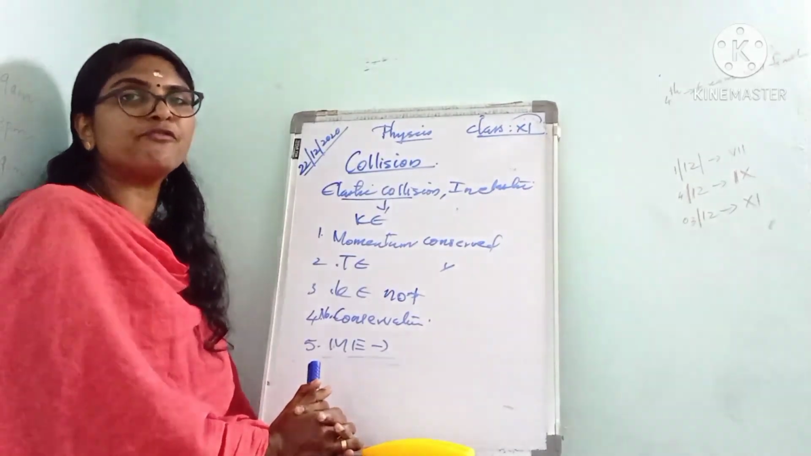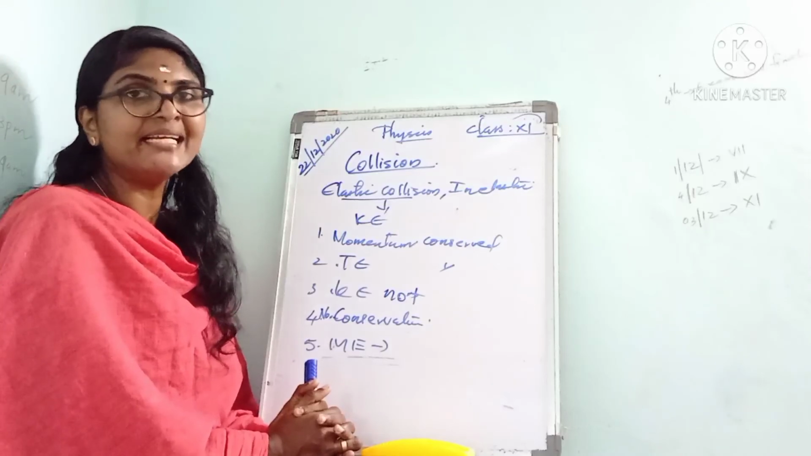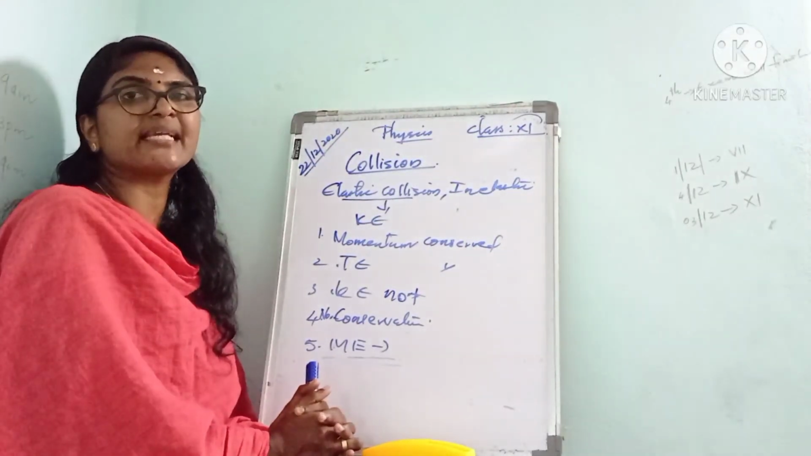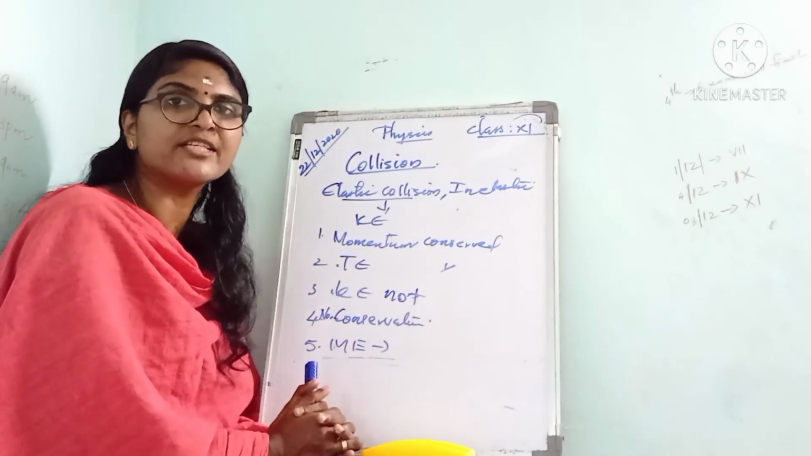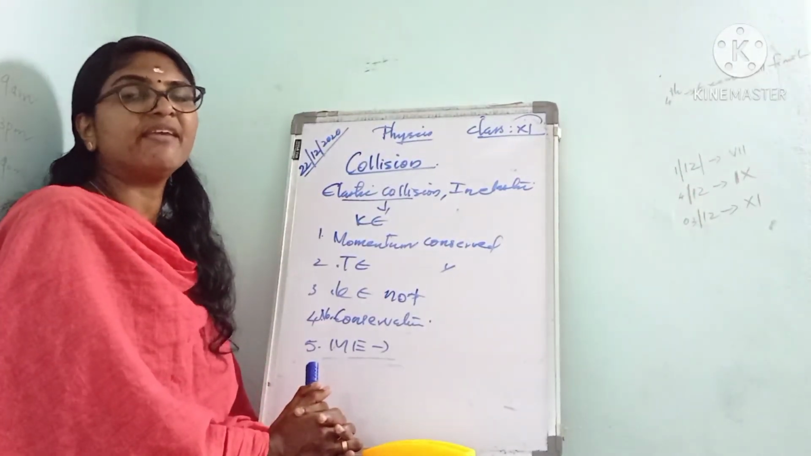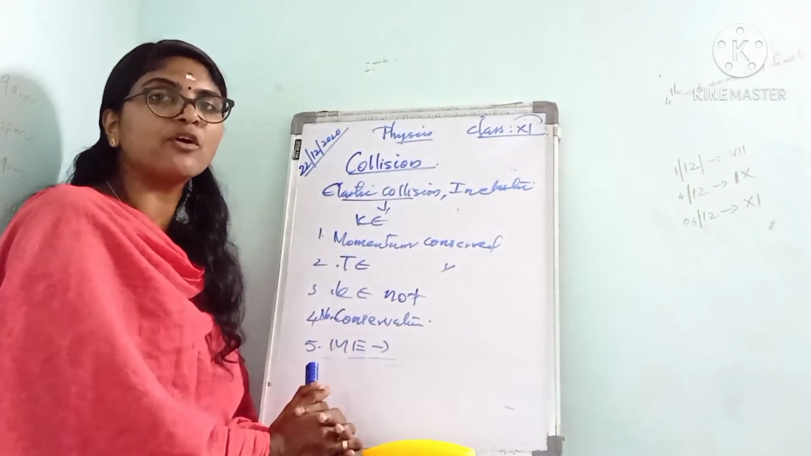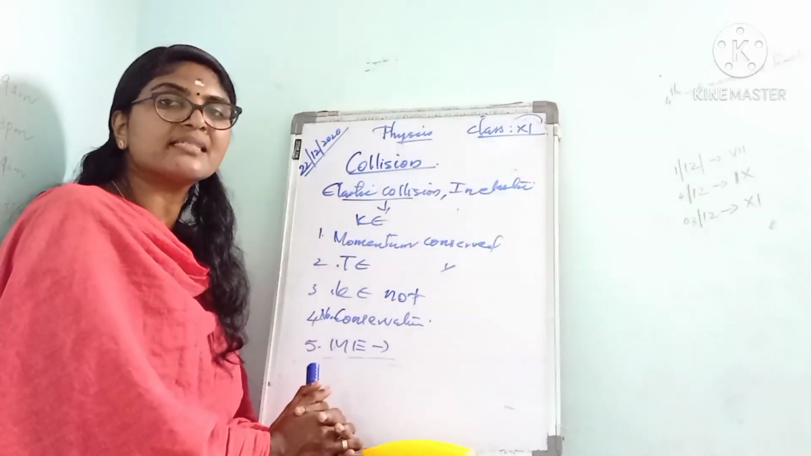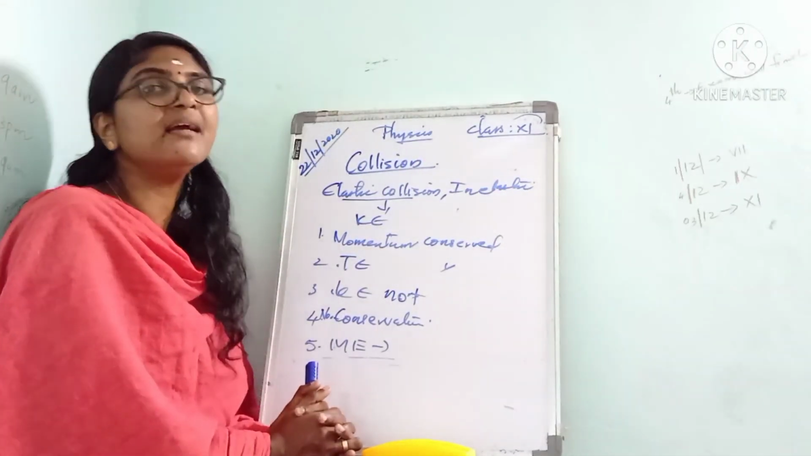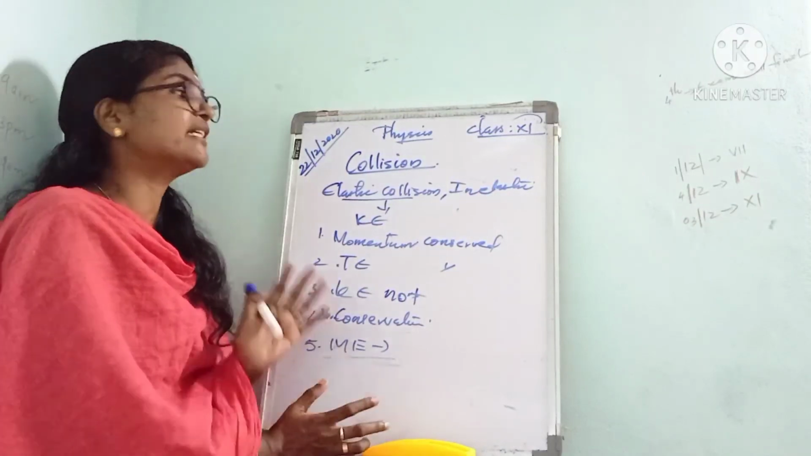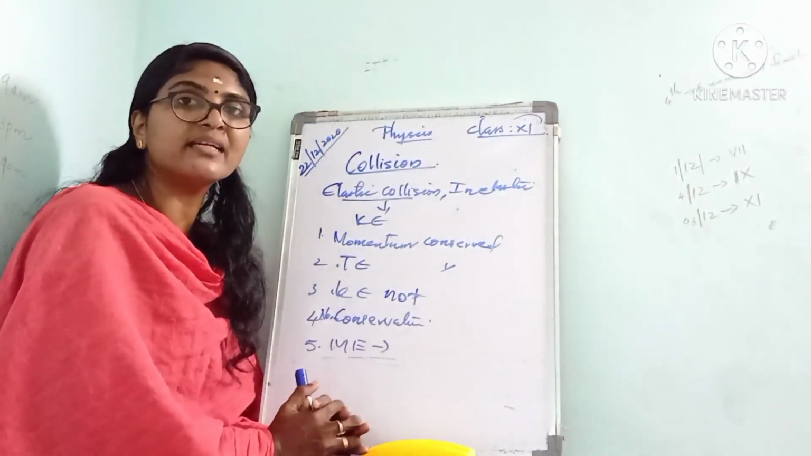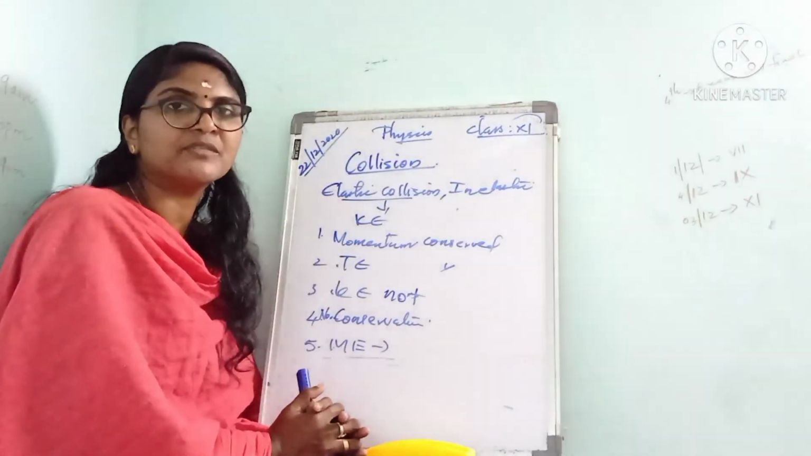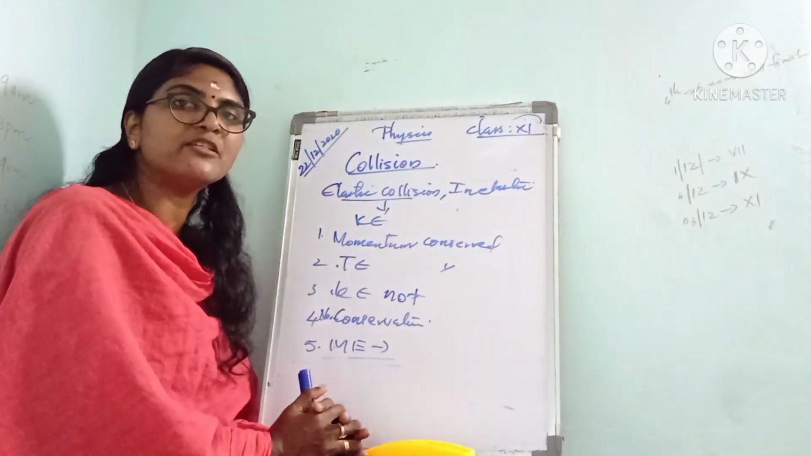Then what is the equation for power? P is equal to W by t. Power is a scalar quantity and its SI unit is actually the watt. Then we can express power as the dot product of force and velocity. Then we learned about collision, and we have two types of collision, that is elastic collision and inelastic collision. Okay children, that is the end of today's class.